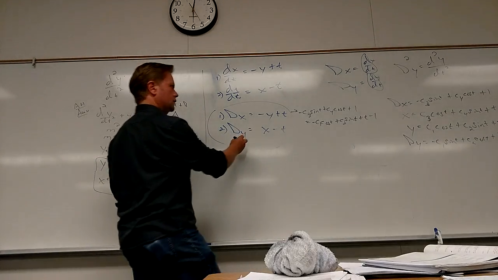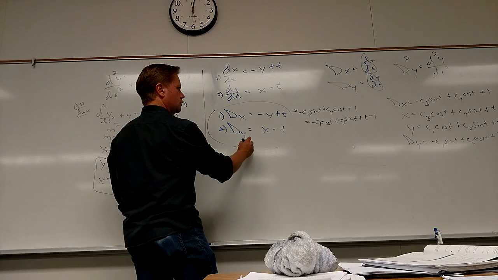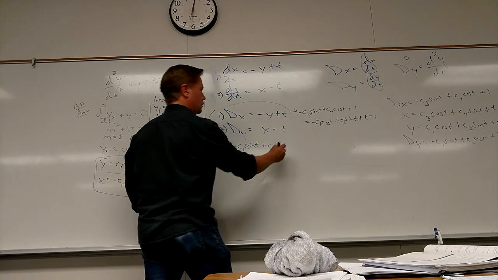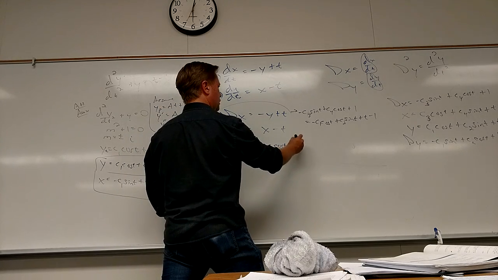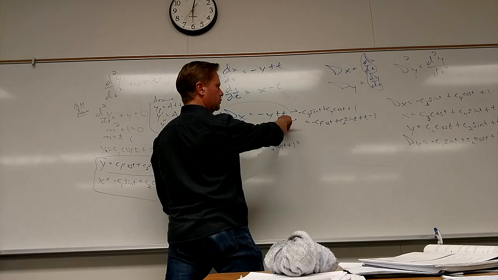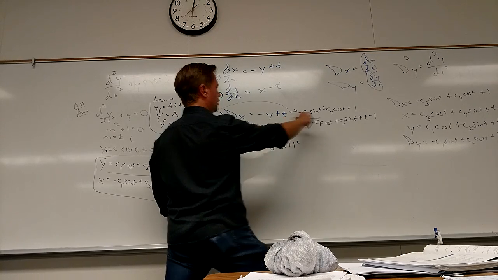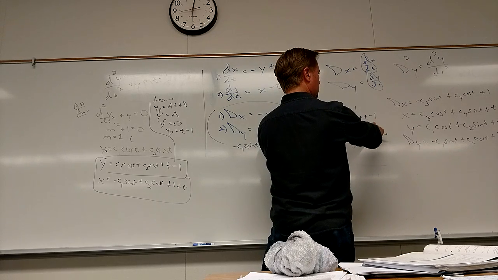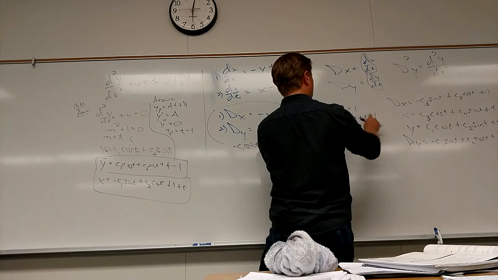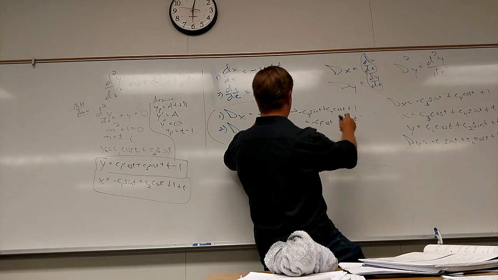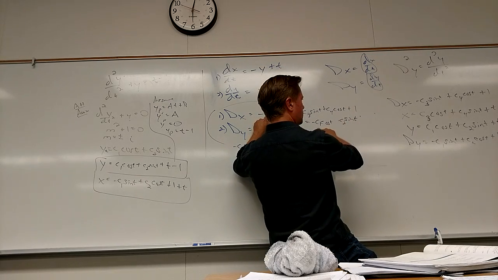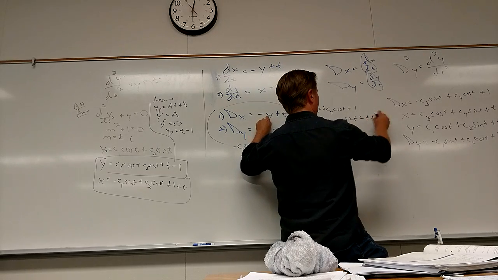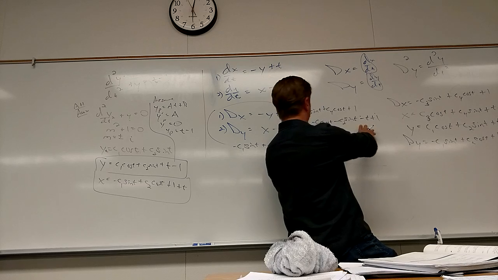And this one says negative C1 sine t plus C2 cosine t plus 1 equals, oh, I'm sorry, did I put the plus t in? Yeah, this is negative y. Did I do that right? This should be negative y, right? So negative C1 cosine t minus C2 sine t minus t plus 1. Is that cool? Could be.